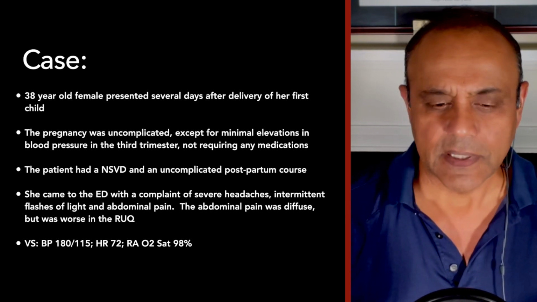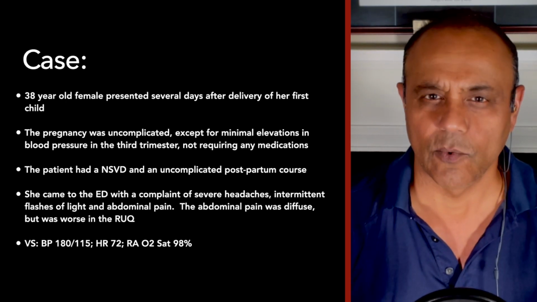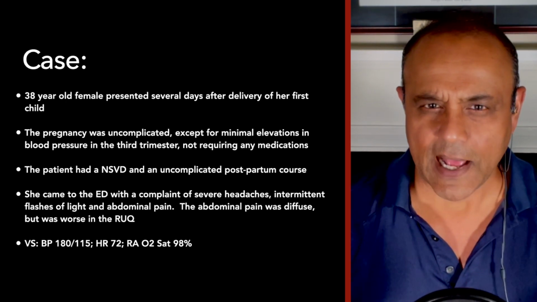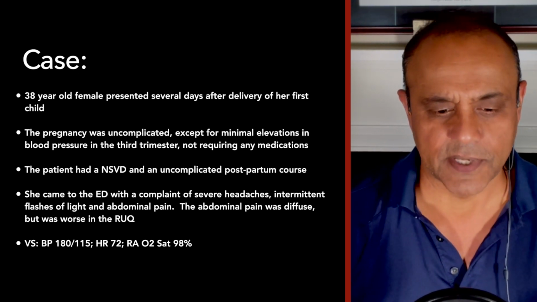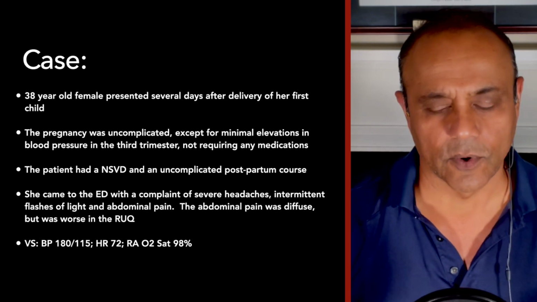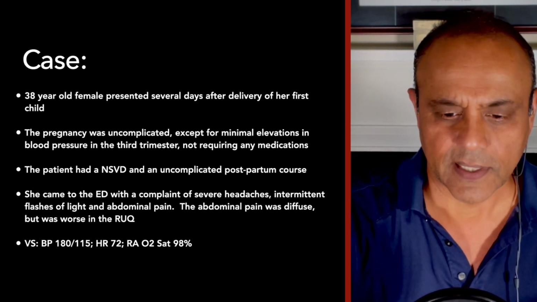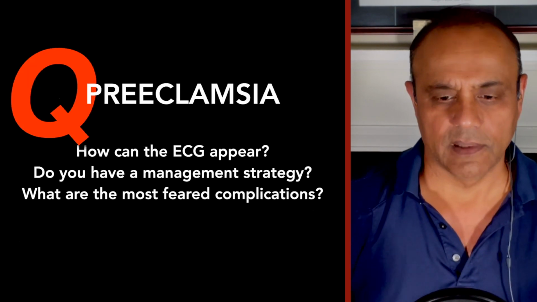Now, she came to the ED because of complaints of severe headaches, along with visual symptoms, flashing lights, and abdominal pain. And on arrival, she was hypertensive to about 180 over 115, and the rest of her vital signs were all right. Now, when you take a look at a case like this, we are all thinking about preeclampsia.